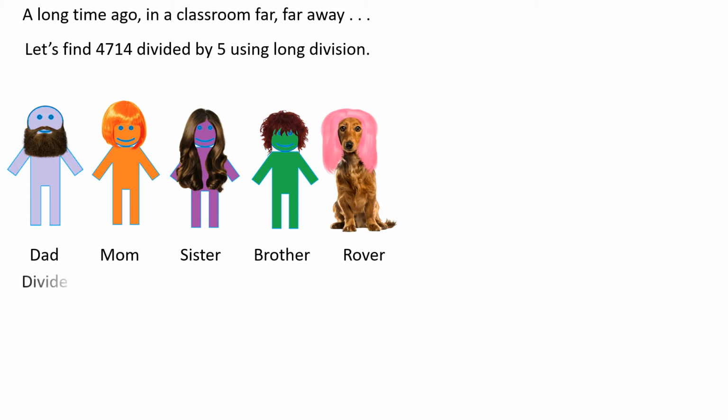Dad, of course, reminds me to divide. Mom reminds me to multiply. Sister, subtract. Brother, bring down. And then Rover, repeat, like Rover, do it all over. And then Rover has a special surprise at the end for remainder.